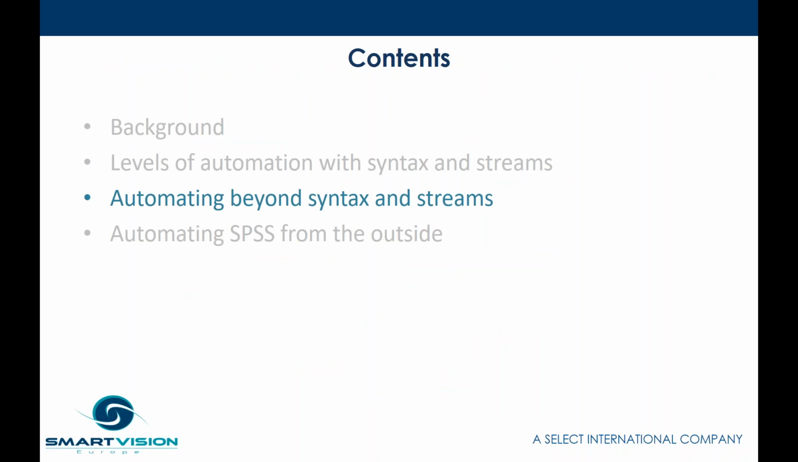So that's it as far as the first level of automation, which is about syntax in SPSS Statistics and streams in Modeler. We can build those up, we can automate the creation of those to some extent, and then we can put them into production in different ways. So we can put them into production mode or run them as batch jobs and schedule them and so on. What if we want to go further?